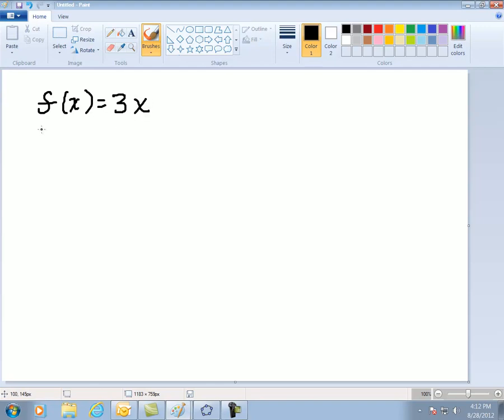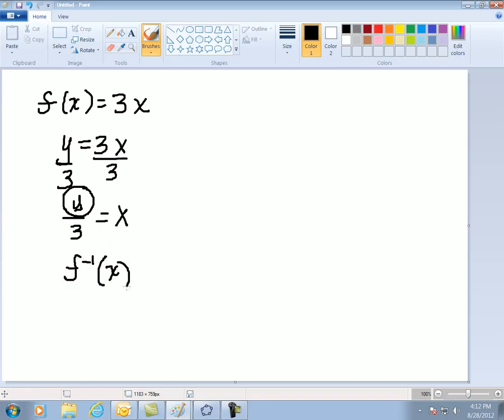Let's recall our steps. Number one, I'm going to replace f of x with y. So I'm going to have y equals 3x. Number two, I'm going to solve for x. So I'm going to divide each side by 3. I get that x equals y over 3. And now for my last step, I'm simply going to replace the y with an x. So now I know f inverse of x is equal to x over 3.